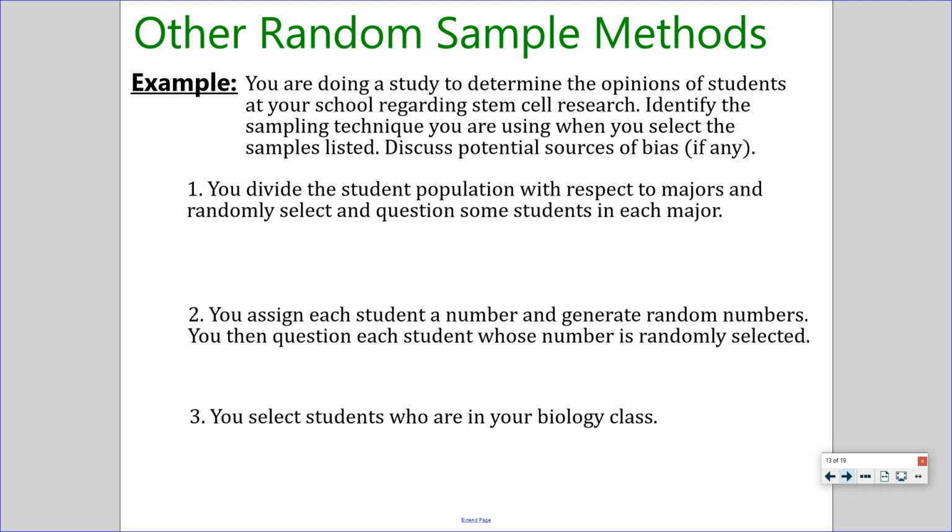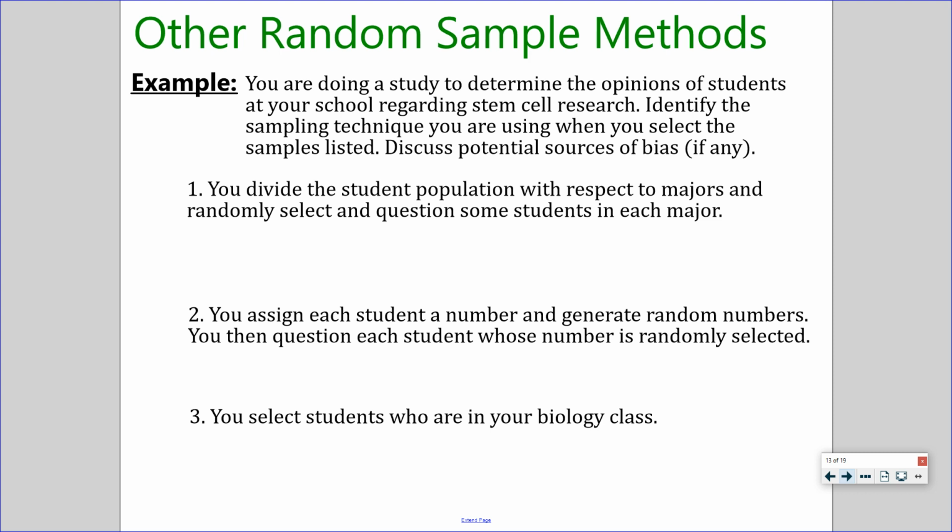You are doing a study to determine the opinions of students at your school regarding stem cell research. Identify the sampling technique you are using when you select the samples listed. Discuss potential sources of bias, if there's any. We talked about sampling bias too. It's on the very first part of your notes. Convenience sampling has a lot of bias, and with random samples, the goal is to reduce bias.